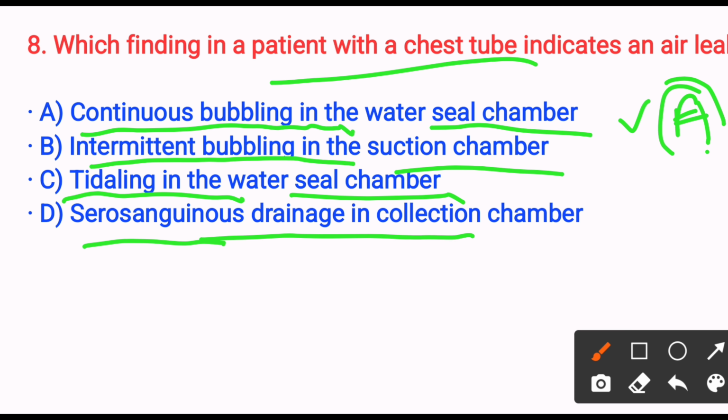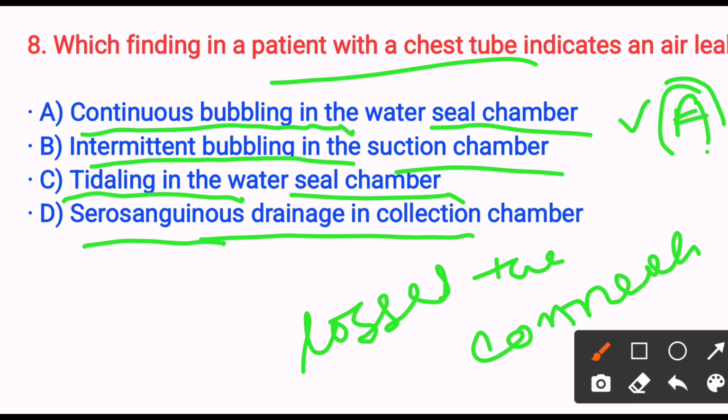Continuous bubbling in the water seal chamber indicates an air leak from either the pleural space or the tubing system. For example, it can lose the connection. Intermittent bubbling in the suction chamber is normal with suction applied, and tidaling is a normal respiratory variation, and drainage is expected. So the answer will be option A.